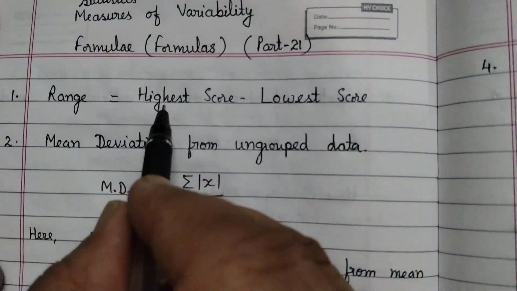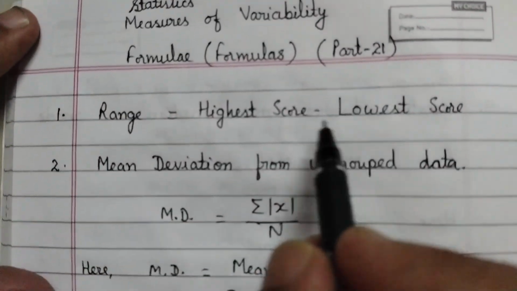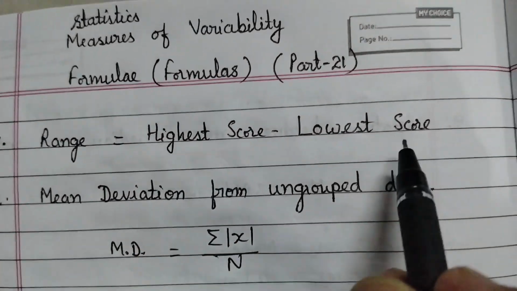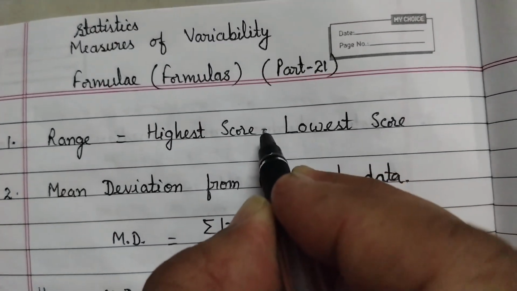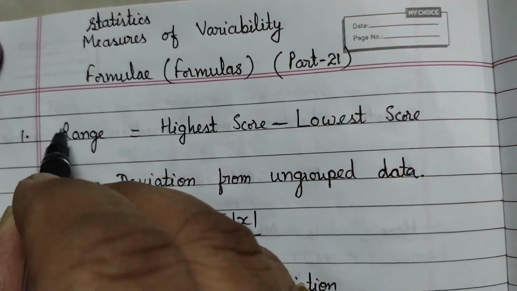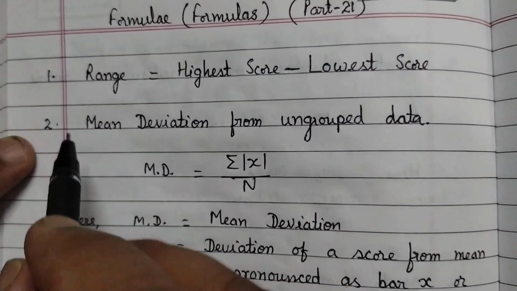Range is equal to highest score minus lowest score. Very simple. In the given data, find out the highest score and the lowest score. Highest score minus lowest score gives you the range. So again this formula is very important for MCQ and competition point of view.